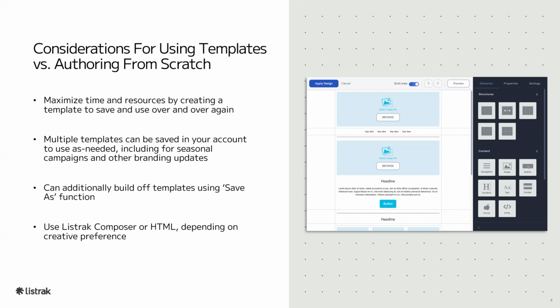But if you want to update the template, you have to go into the templates area of listrak to make those changes. Another way that we can build messages in listrak is by creating a new message from scratch.